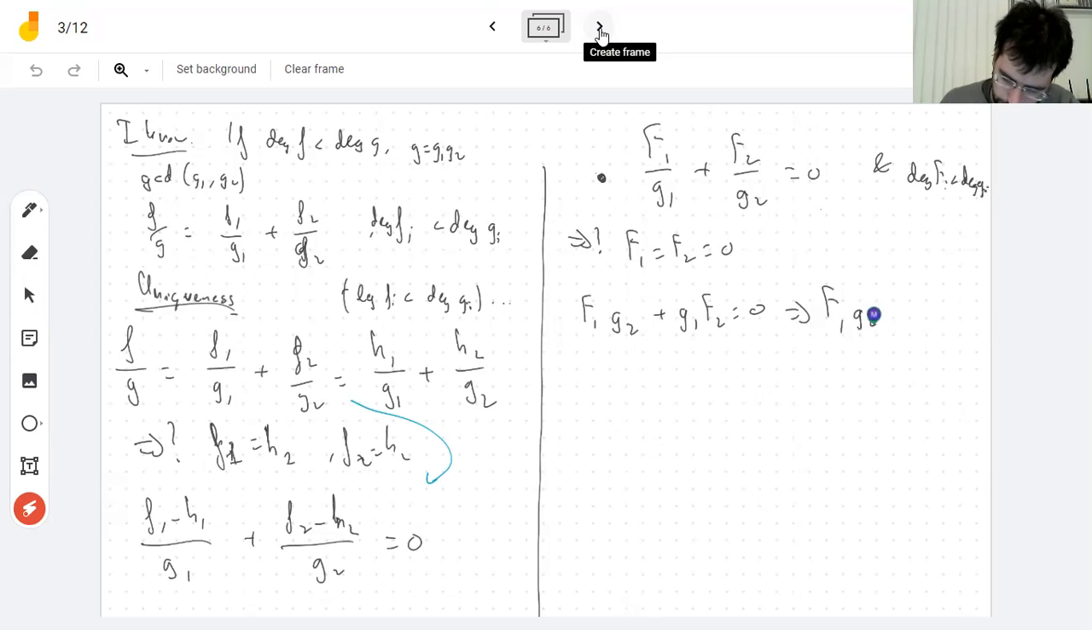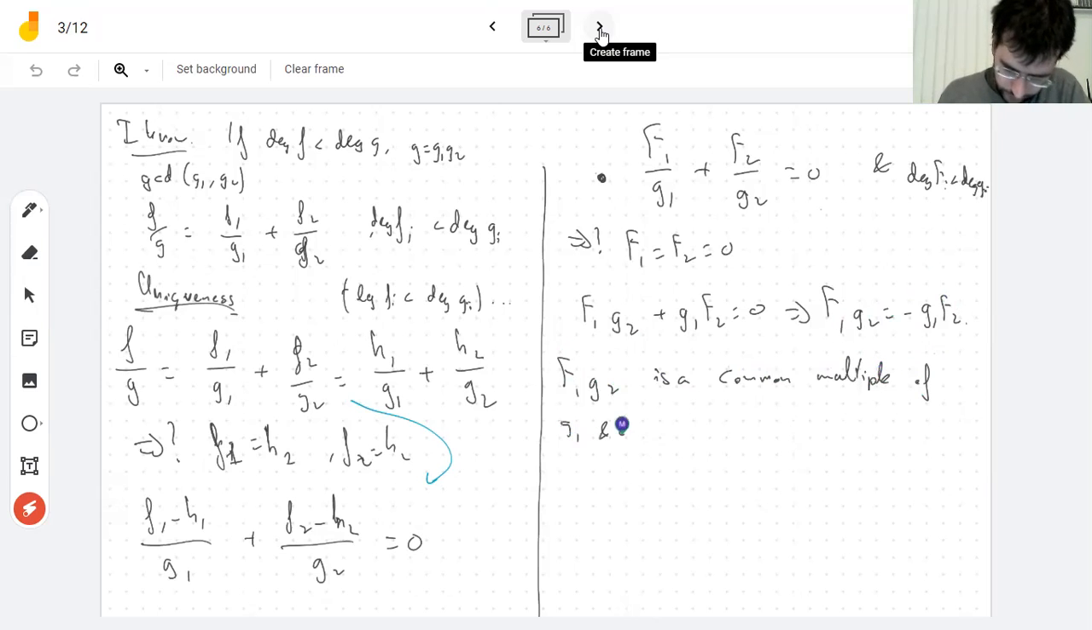And one way to, I could just say that this polynomial is the same. And now this looks interesting. This looks false, because what I have here is that F1 G2 is a common multiple of g1 and g2. Now, this makes no sense, because the degree is too small. The degree is too small. I know what the least common multiple is. The greatest common divisor of g1 and g2 is 1.